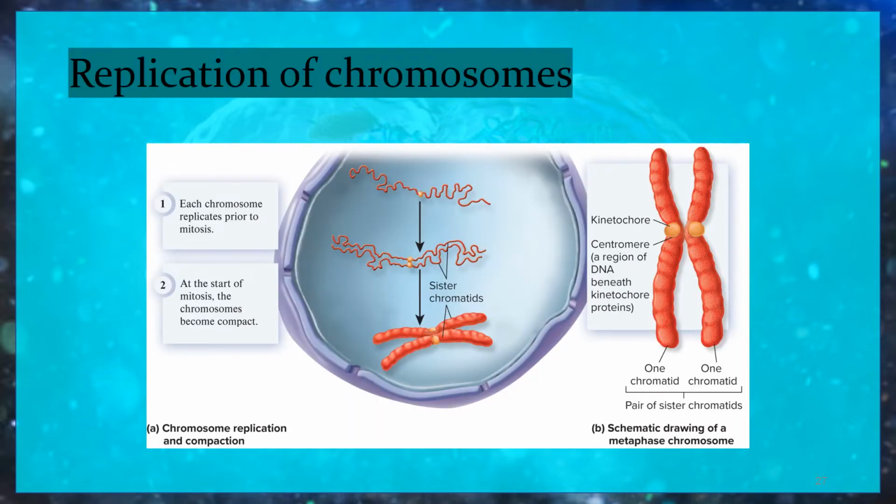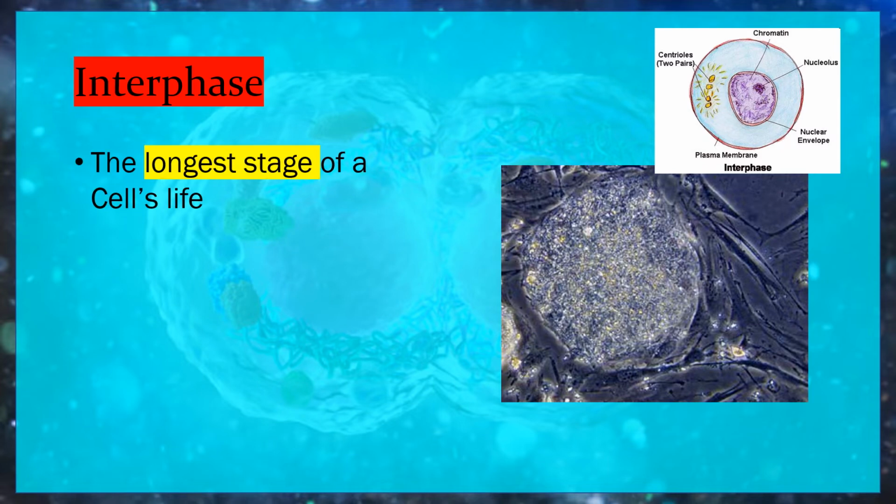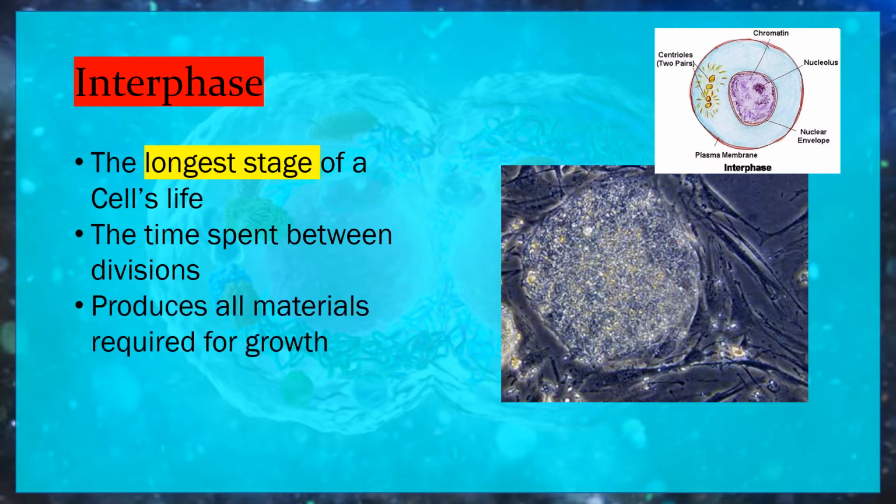So here we have a diagram for the replication of those chromosomes. It would be good for you to study steps 1 and 2. Start off with interphase. This is the longest stage of a cell's life. The time is spent here when it's not dividing. This phase produces all materials that are required for growth, and it is mostly there for preparation for division.